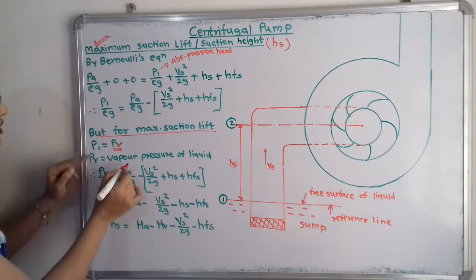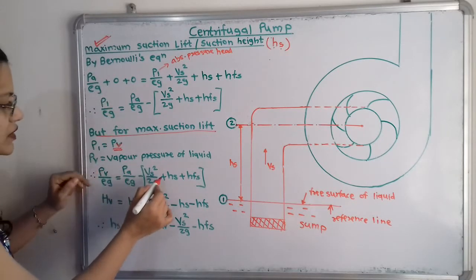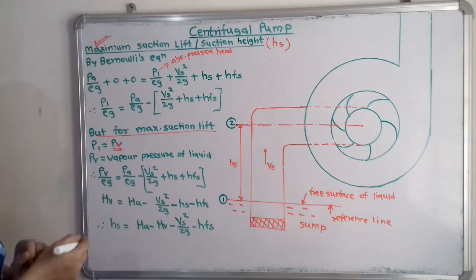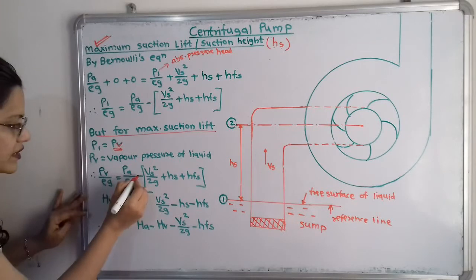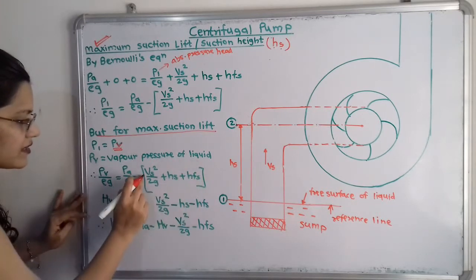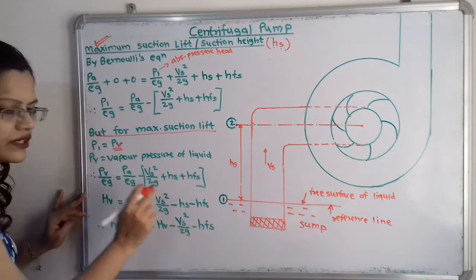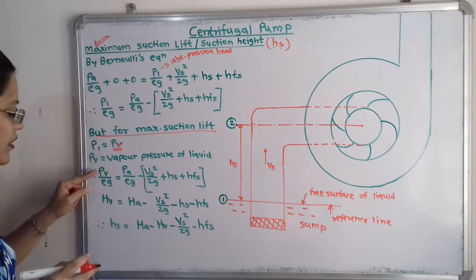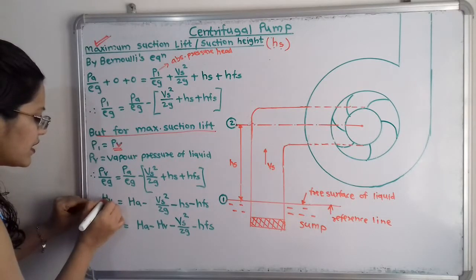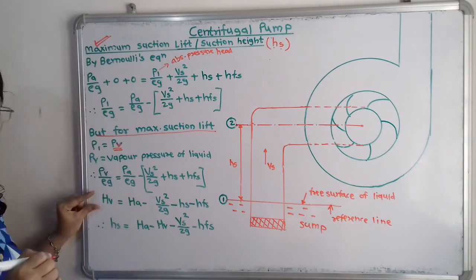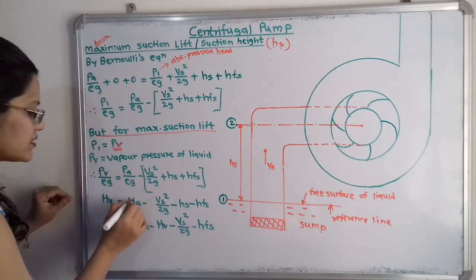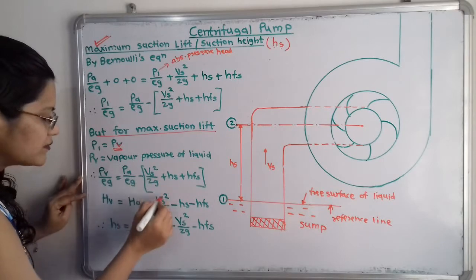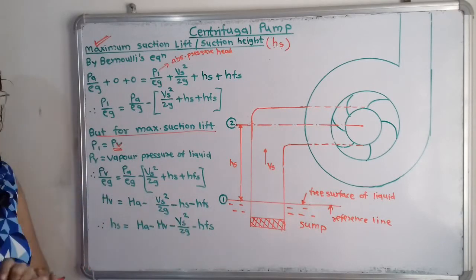So PV by rho g is equal to PA by rho g minus VA square by 2g plus HS plus HFS. So now I will simplify this term. Here I will remove this bracket and take this minus sign inside. So what is PV by rho g? This is HV, the head due to vapor pressure. Then PA by rho g is the atmospheric pressure head. And here minus VA square by 2g minus HS minus HFS.